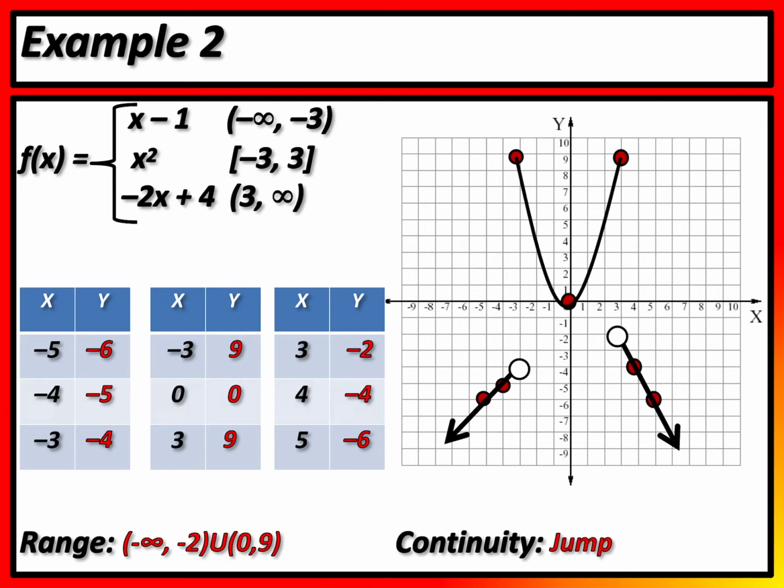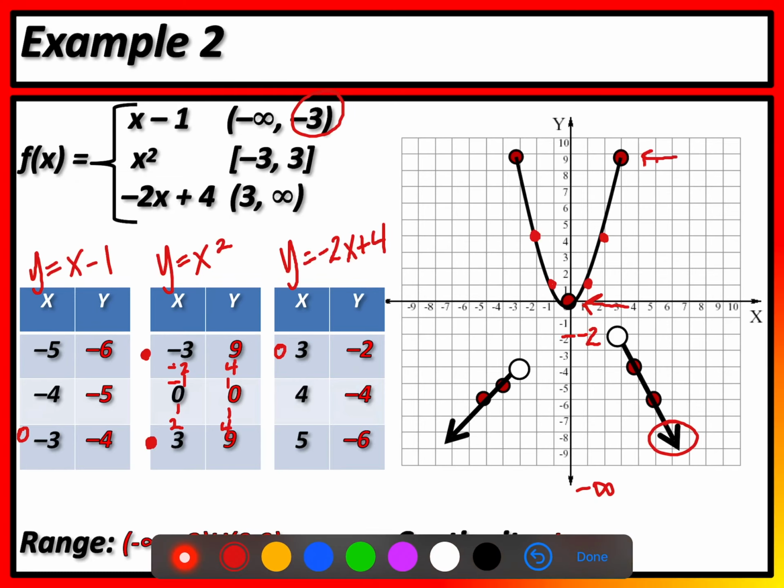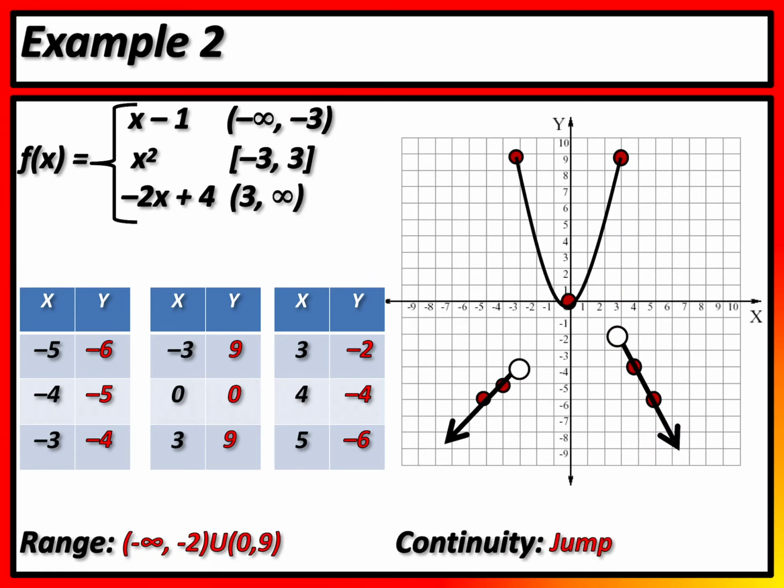Now you're probably saying, well, what about those holes? Shouldn't it be removable? You could put a closed circle on the end of the line segment. So that is really just a jump. These piecewise functions, analyzing them is very complicated.